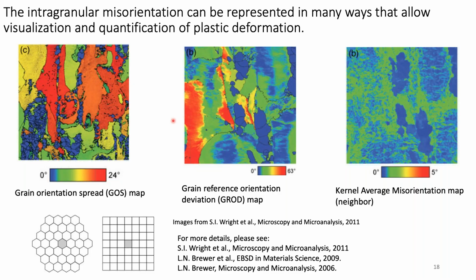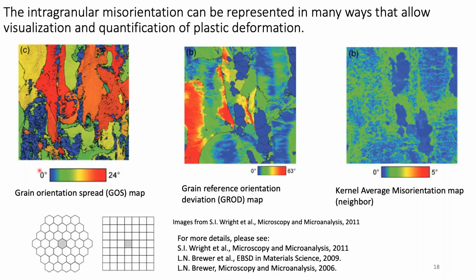If you really want to read more about these things, Stuart Wright wrote a great review article with Matt Knoll and David Field in 2011. I wrote a book chapter with David Field and Christopher Merriman in 2009, and I wrote a paper about some of these algorithms in 2006. But here's some work on partially recrystallized steel by Stuart and his colleagues from this M&M article in 2011.